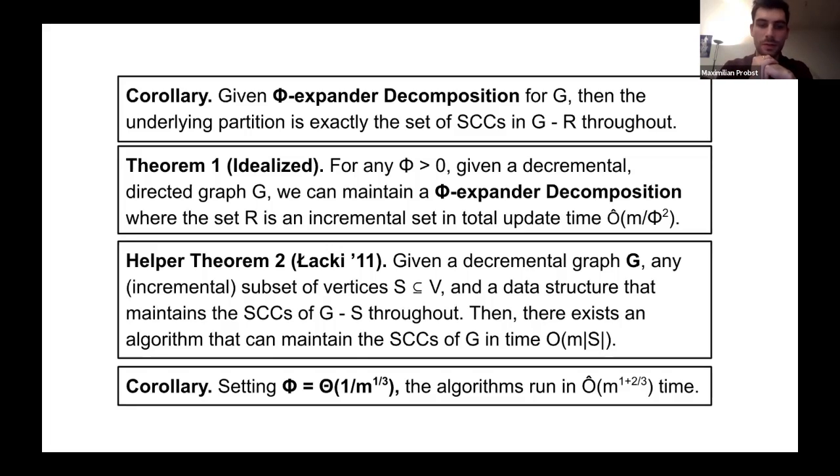And if you combine these two and you just set phi to be 1 over m to the power 1/3, you can maintain an expander decomposition in time m n to the power 2/3, and you will actually get a set of edges removed from that graph of order m to the power 2/3 that you just take out of the graph, right? And then you know the SCCs of that graph. And now if you put the endpoints of these edges that you took out into the set S that Wulff-Nilsen fixes, then you will get an algorithm that lifts your SCCs from G minus S to just the SCCs in the graph G in time m to the power 1 plus 2/3.